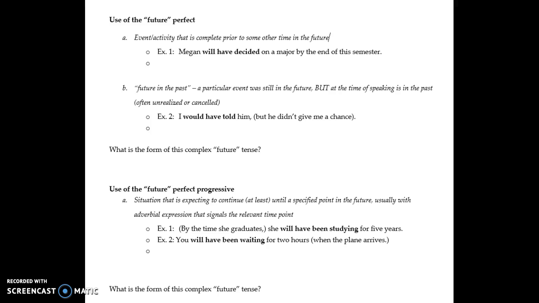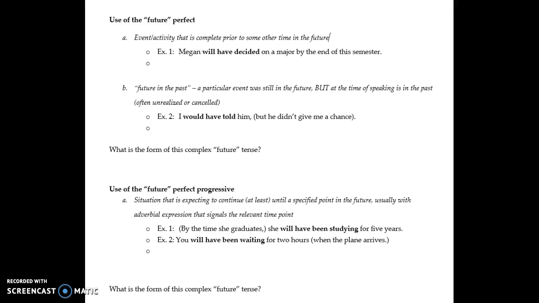There's another use called future in the past, where a particular event was still in the future, but by the time I'm telling you about it, that event is now in the past. Often it's unrealized or canceled. For instance, I would have told him, but he didn't give me a chance. So it was something that I had planned to do, that intention of the future, but it's perfect in that it's completed and unrealized. So that's a little bit more complicated.